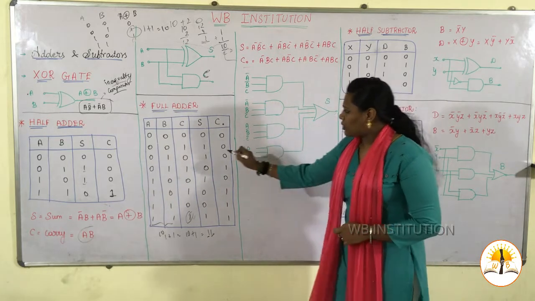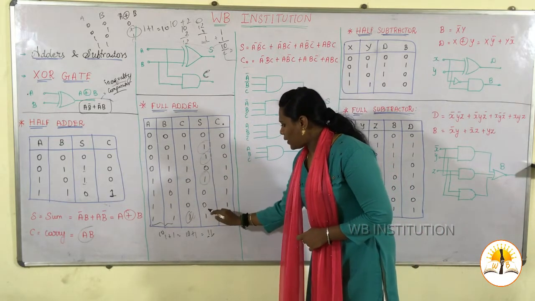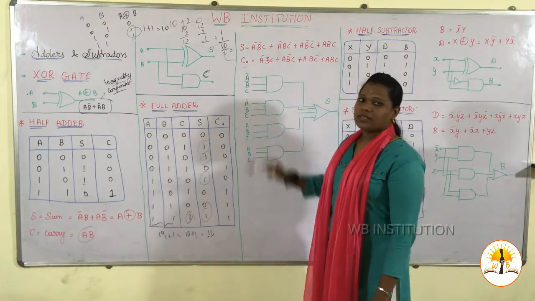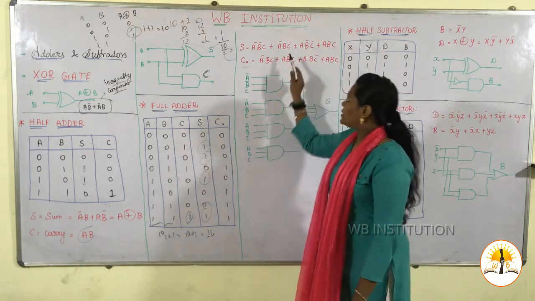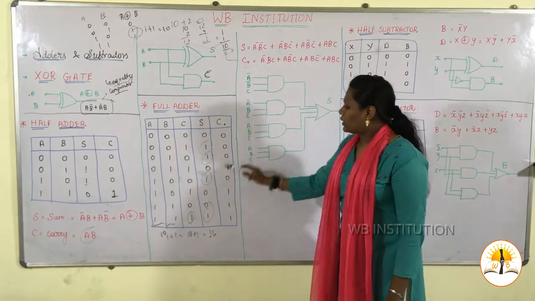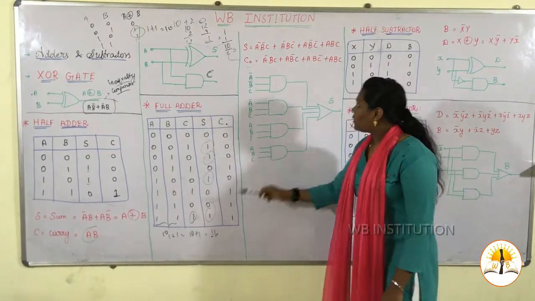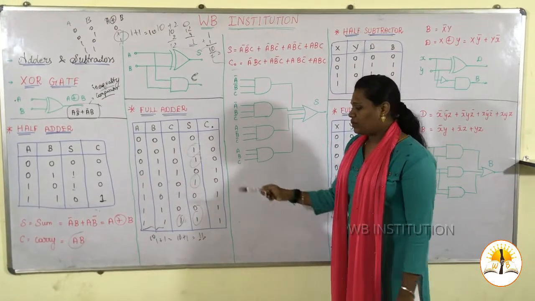S. So check for S. Where does it come? Here and here. A bar, B bar, C. This is an SOP. Okay. Then for this one, A bar, B, C bar. And coming for this one, A, B bar and C bar. And for the last one, A, B, C. Since everything is in I. Okay. Each variable is in I.